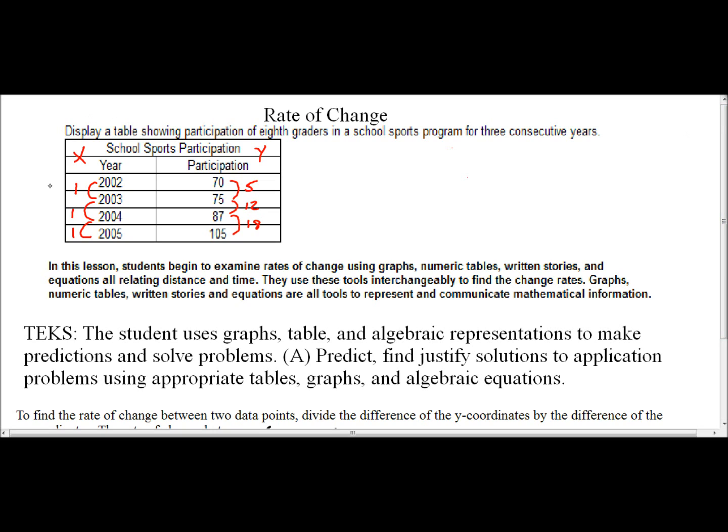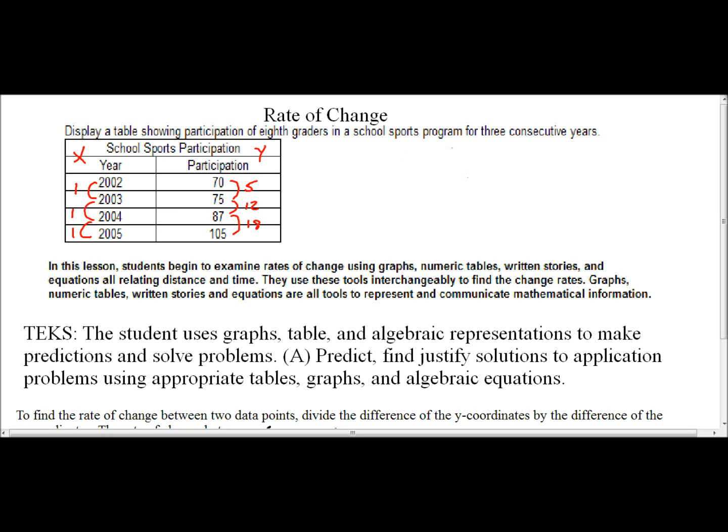So what is this telling us when we see this data? As we go back and look at our table that we have constructed to determine the 8th graders in the school program, we see that years, we have named our x values, and participants, we have named that our y value.